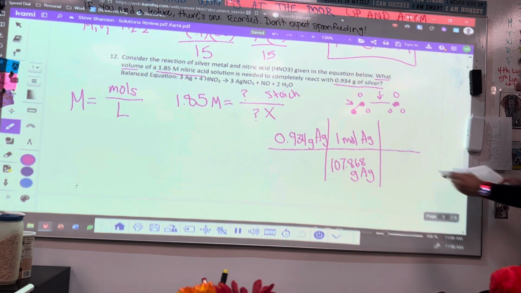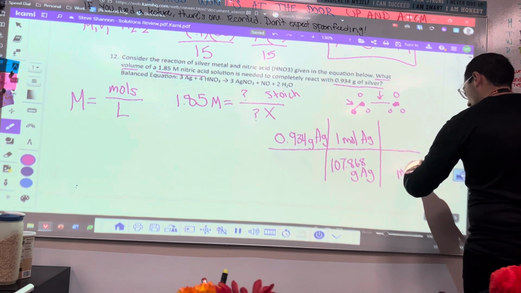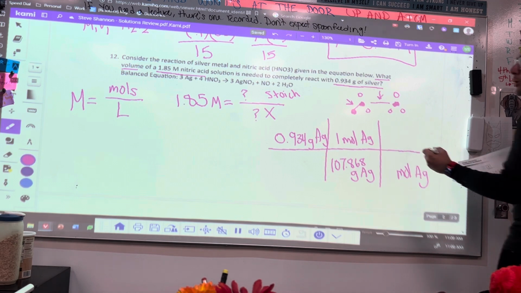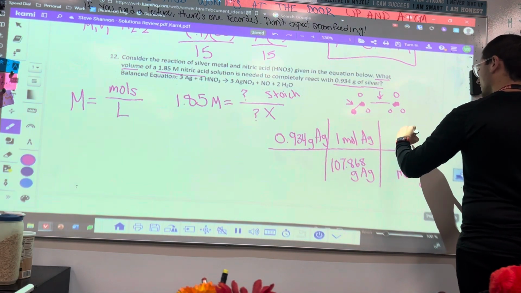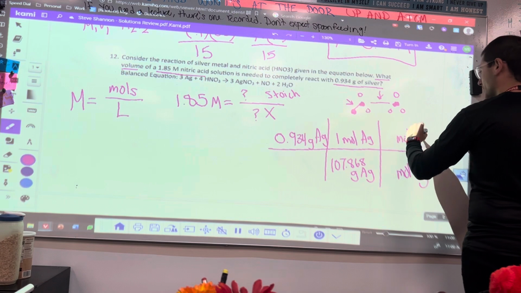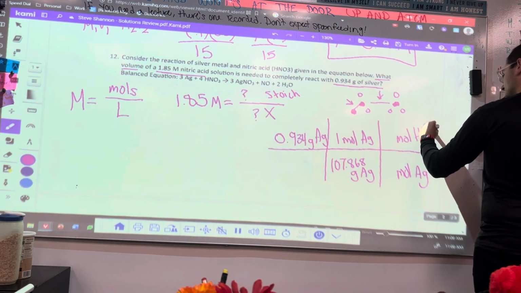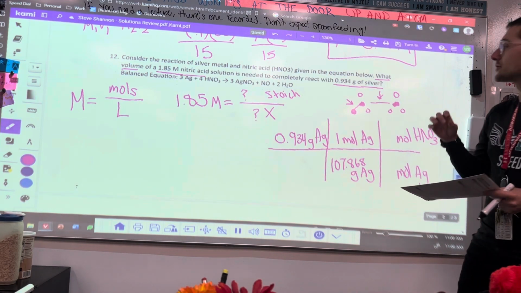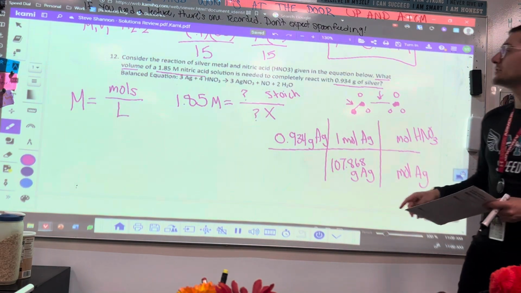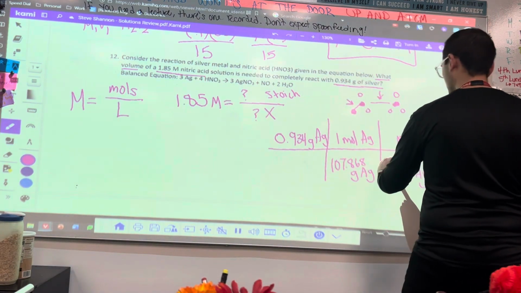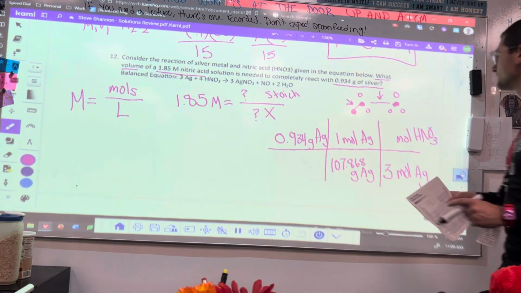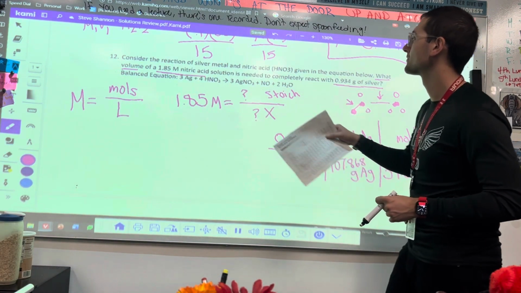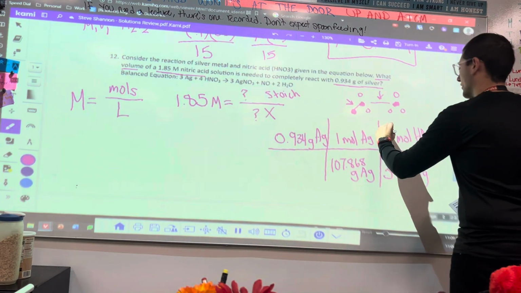Now I take moles of Ag and I drag it down. I have mole of Ag on the bottom, and I need to arrive at mole of nitric acid, which is given to me as HNO3. And so here I fill in the coefficients from the balanced equation. Mole Ag down here is 3, and mole nitric acid on top, HNO3, is 4.